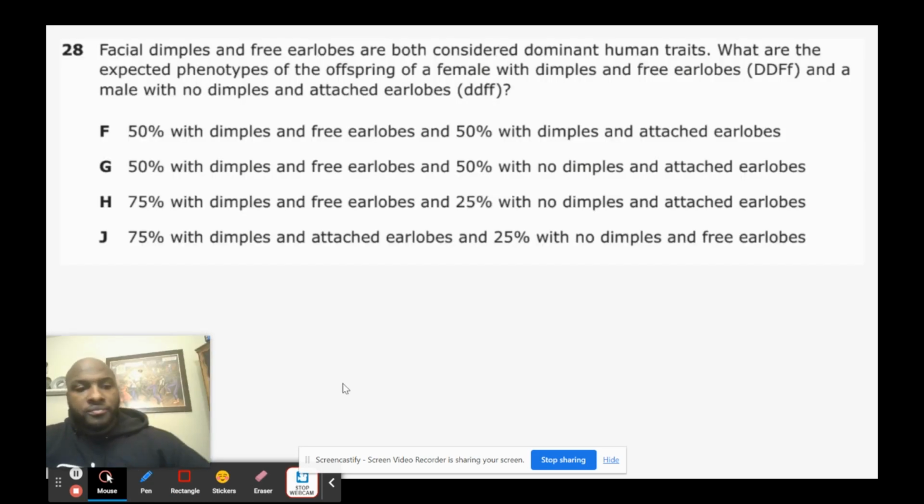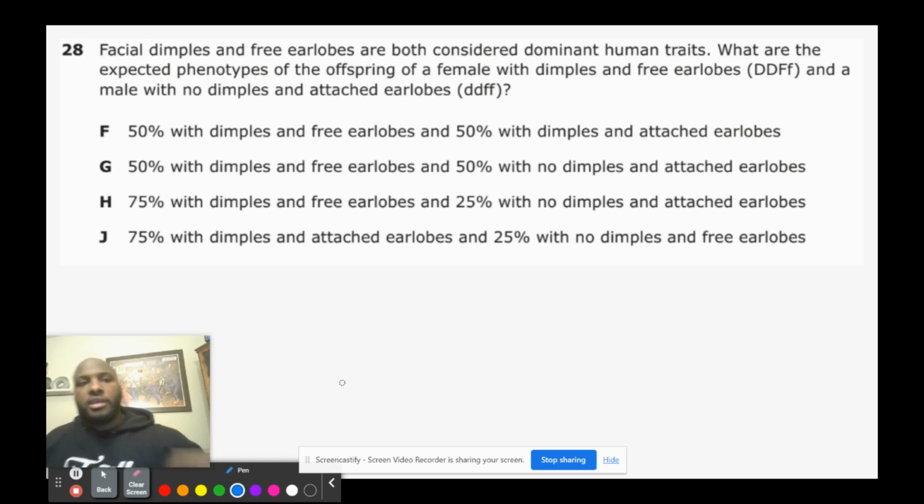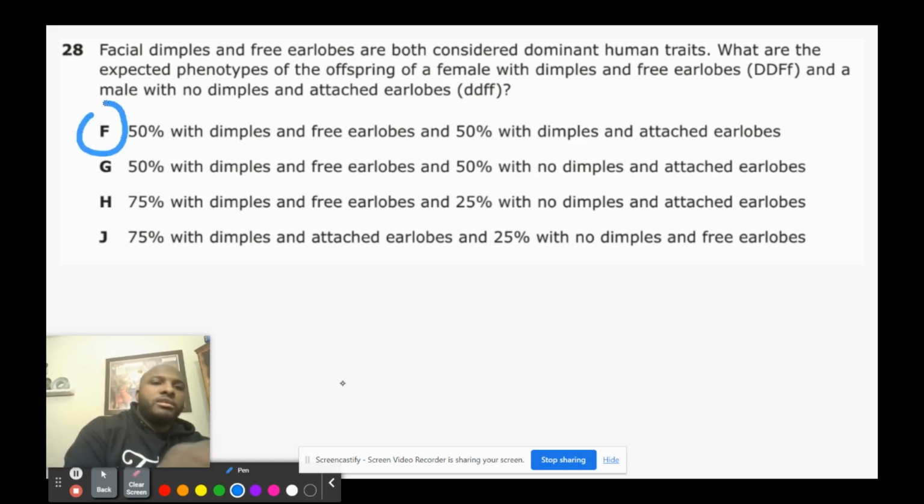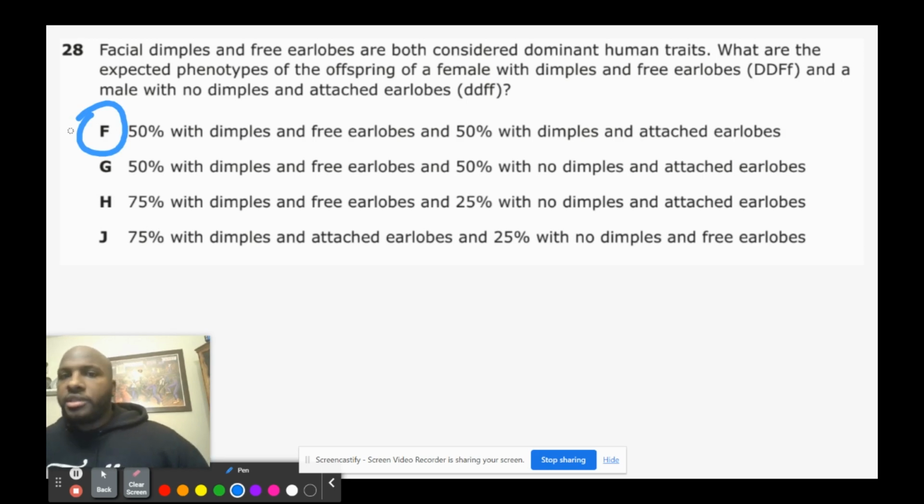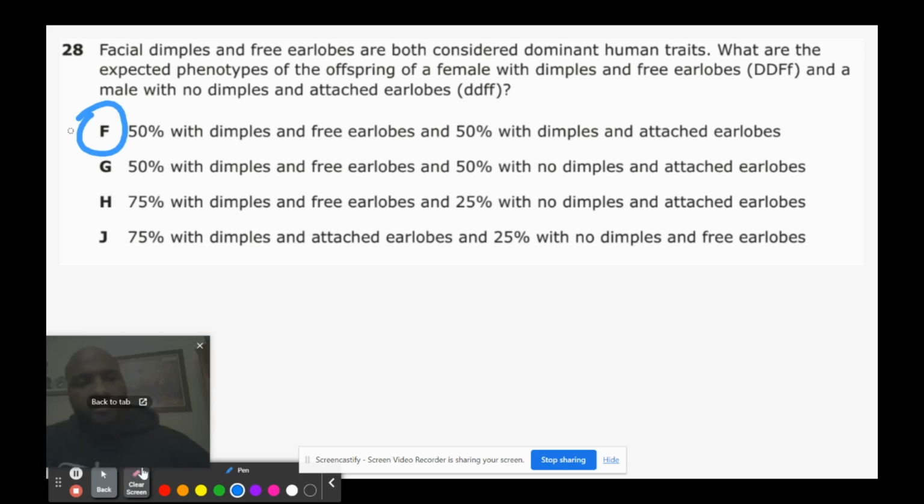So now, based on the work that we've done, we look at our answer choices, and the correct choice would be F, because we have a 50% chance of seeing dimples and free earlobes, and then 50% with dimples and attached earlobes. So this is a little quick, easy tip on how you would solve that type of problem.